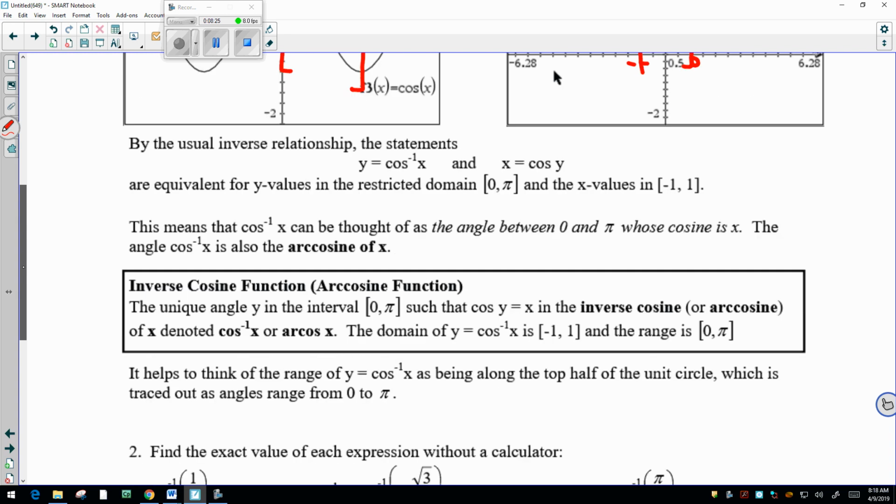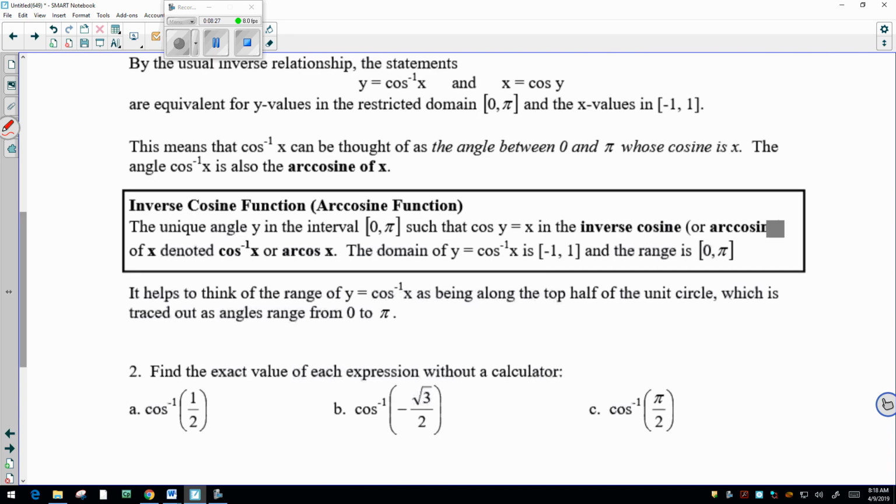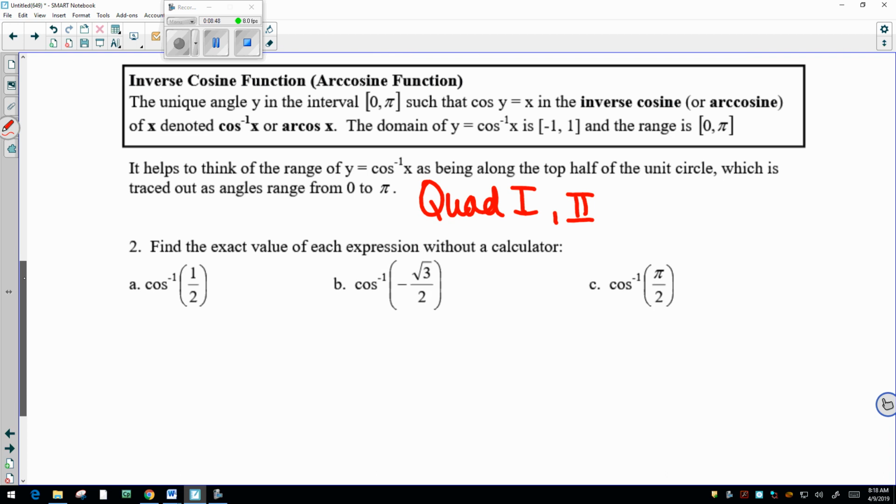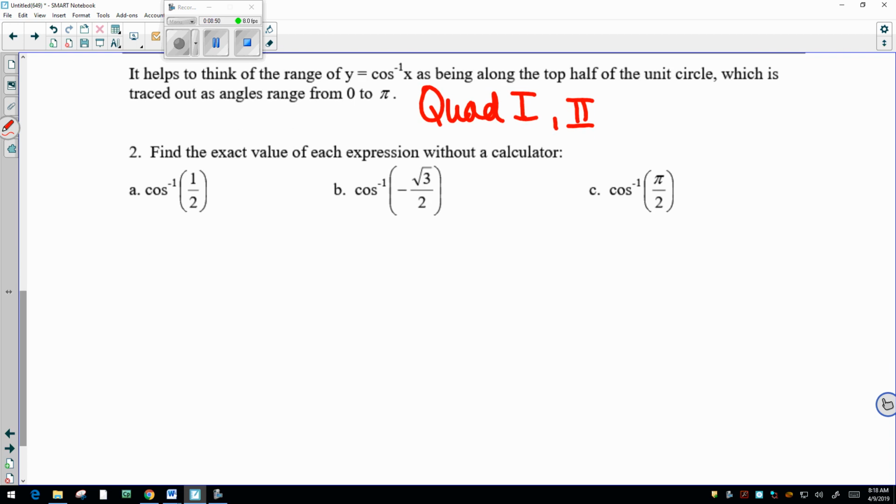Okay, so what that means now when you're solving for inverse cosine, if I'm going between 0 and pi, that means that I am in quadrants 1 and 2 this time. So different restrictions, different locations when we're graphing inverse cosine. And again, we want to think of it as the angle between 0 and pi whose cosine is given. So I'm looking for that angle. Okay, so quadrant 1 or 2, that's where I can do my cosine to find my inverse.